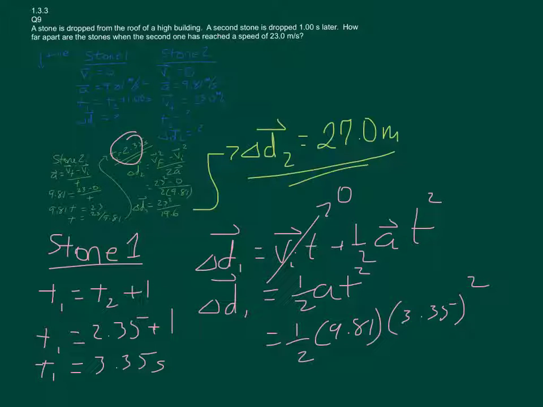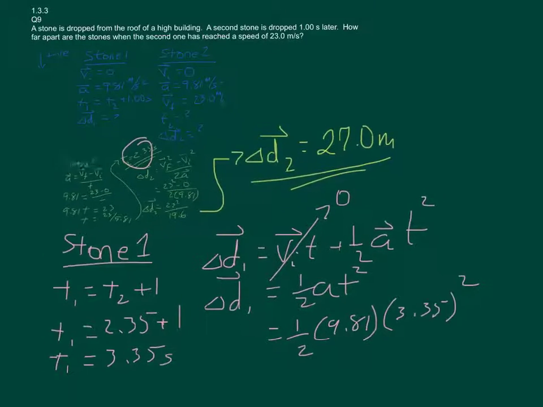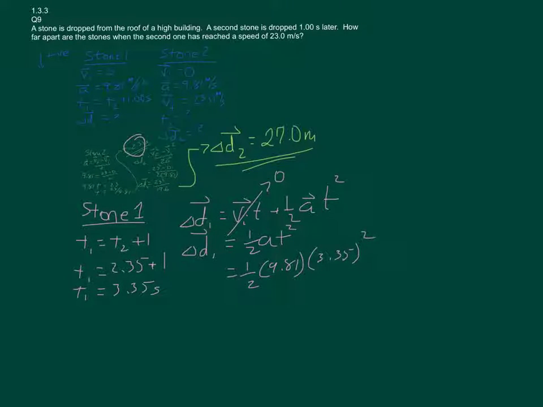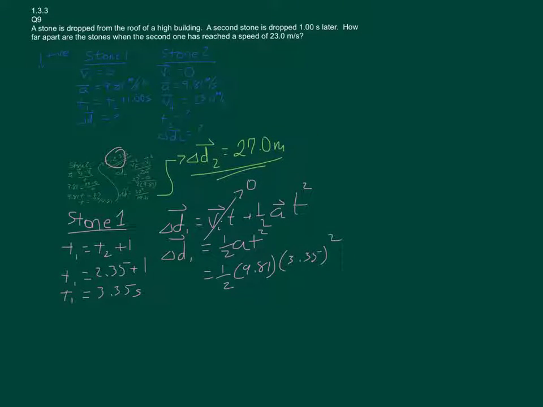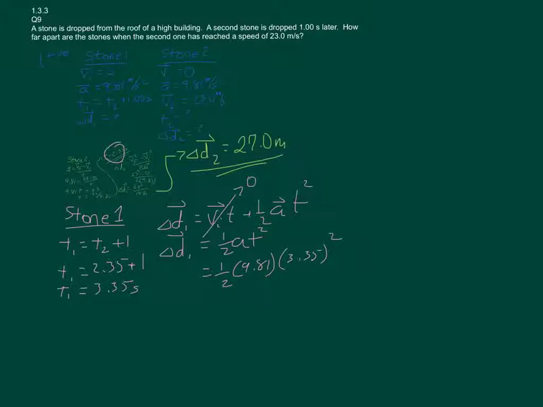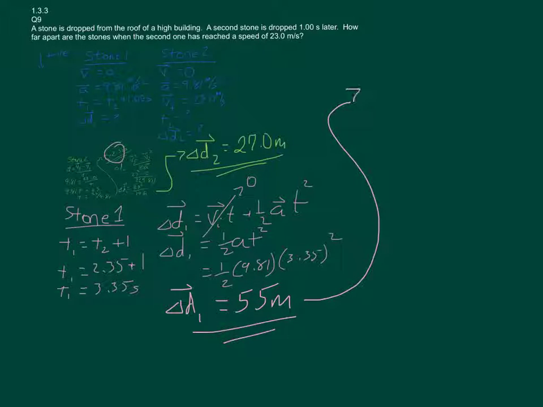Let's shrink this down now so I can get the rest of this in. There. So delta D1 is 55 meters. So there's our two numbers. This one, and I think it's that one.